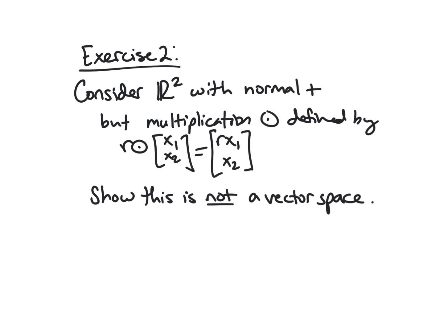And for your second exercise, I want you to, again, consider R2 with this time a normal addition, but a weird multiplication that we define as follows. And again, because it's weird, I give it this circle dot as opposed to the normal dot. And so here you're seeing something similar, right? We're multiplying in the first coordinate, but doing nothing in the second coordinate. I'll already spoil it and say this is not a vector space, and I want you to find at least one axiom that it fails.